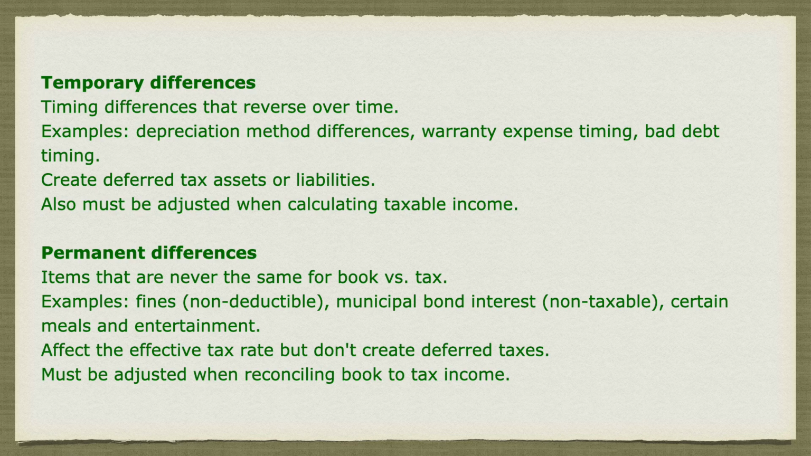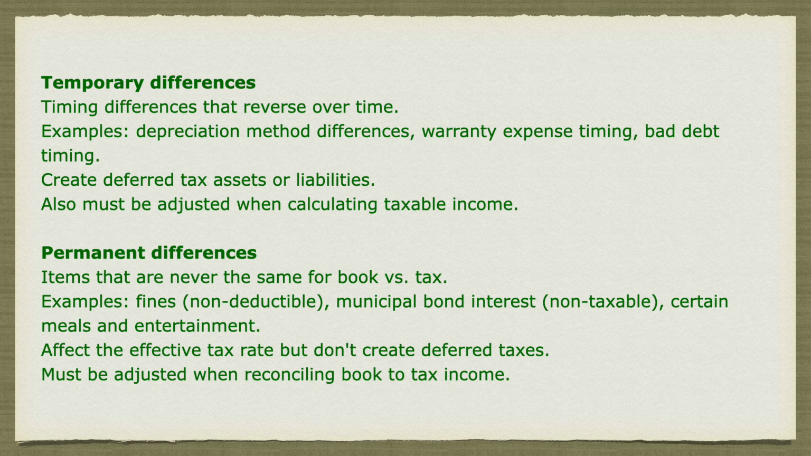Temporary differences, timing differences that reverse over time. Examples: depreciation method differences, warranty expense timing, bad debt timing. Create deferred tax assets or liabilities. Also must be adjusted when calculating taxable income.